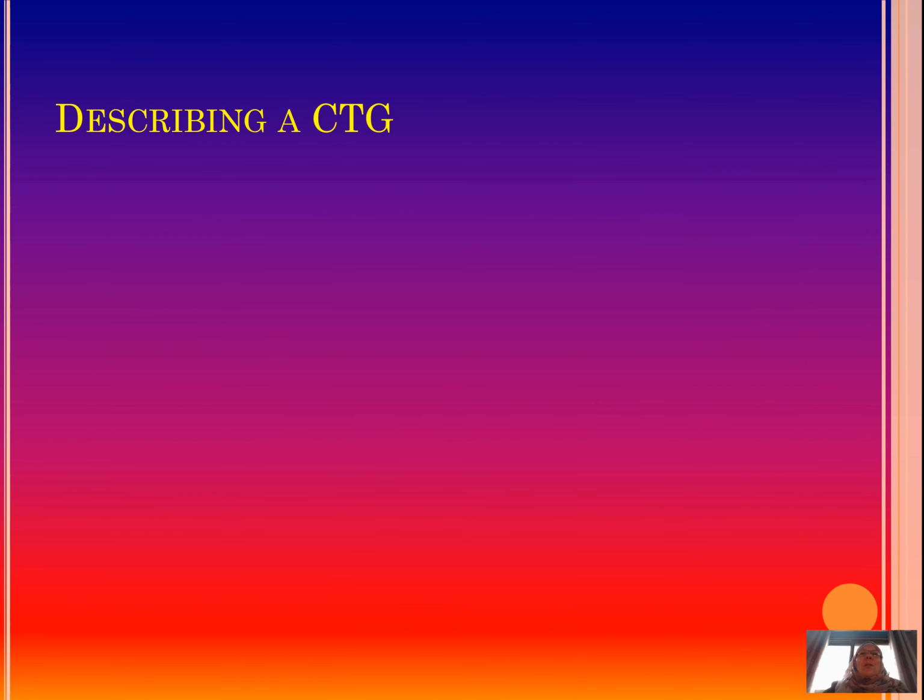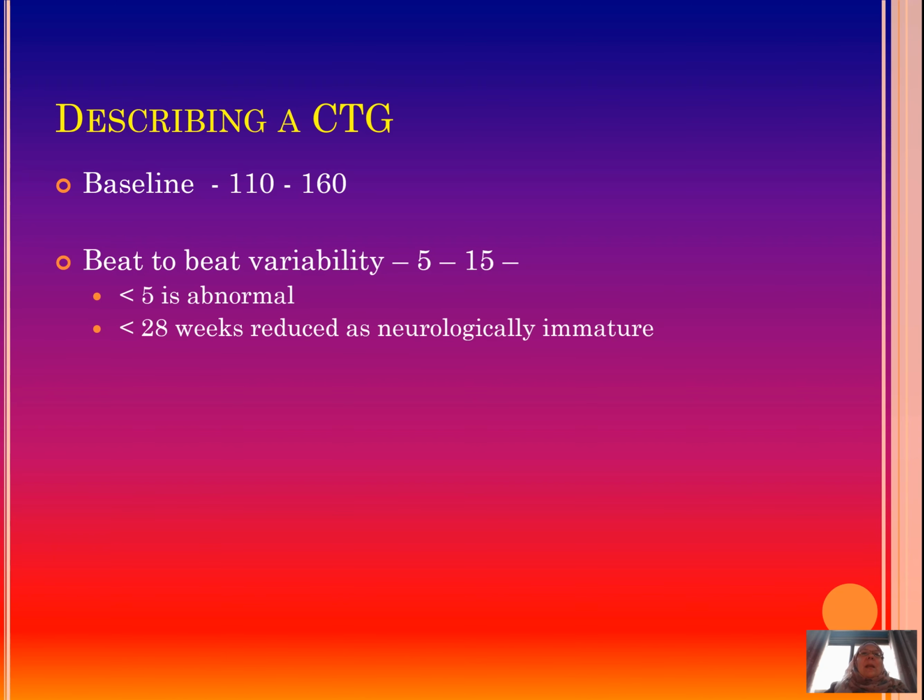So let us go to the details of description of the CTG. Let us first of all define what is normal. Baseline should be 110 to 160. Beat to beat variability, less than 5 is abnormal, and also above 25 is abnormal.